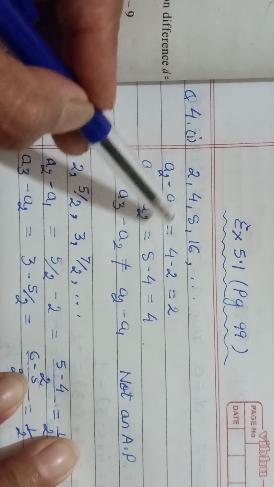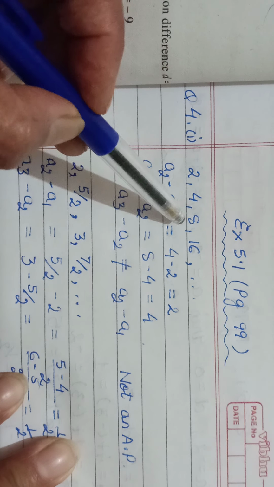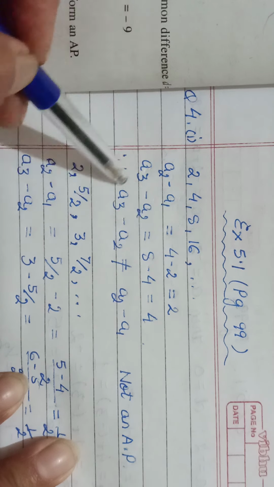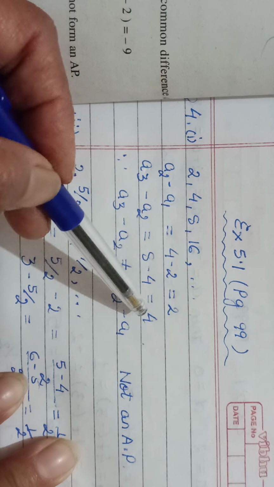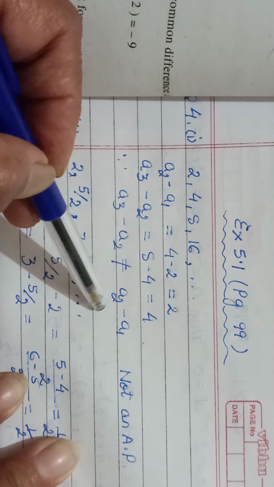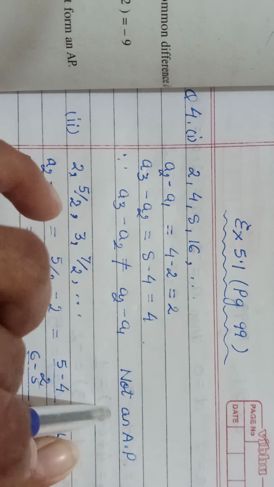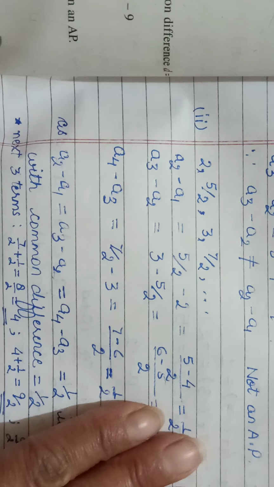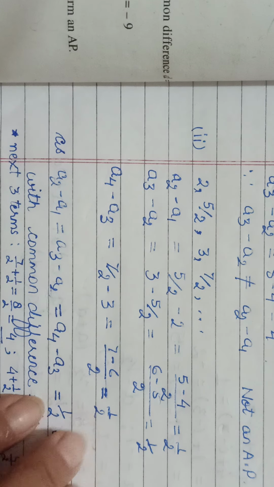So 4 minus 2, that's coming 2. Then we have to find the difference between all the following terms. When I did A3 minus A2, meaning 8 minus 4, I got 4. So these two differences came out different. The difference of A3 minus A2 is not the same as A2 minus A1, hence this will not be an AP. Get that? Next sequence is 2, 5 by 2, 3, 7 by 2.